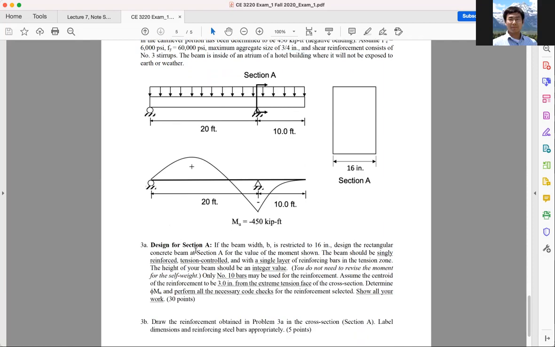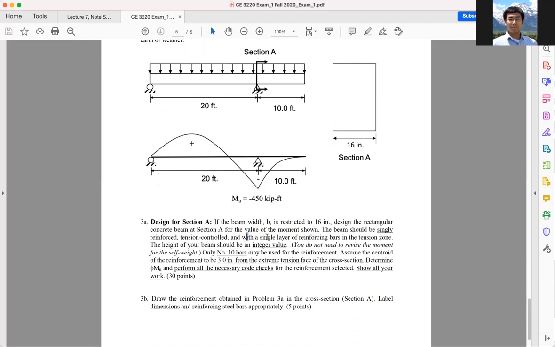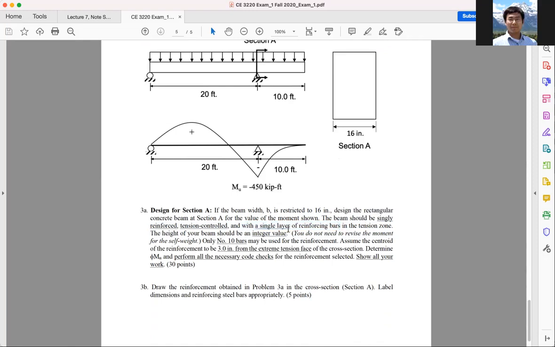And then say design for section A. If the beam width b is restricted to 16 inches, that tells you to design the rectangular section in section A. You need to determine the height. How do we determine the height? You have the span length divided by the corresponding number per the note. You get the height to start with, okay? And then say single layer reinforcing bar in tension zone, okay? Single layer reinforcing bar, singly reinforced, single layer, simplest case, okay? Meaning about 2.5 inch of concrete cover, check, okay? Height of beam should be an integer value. The total height, you may have to choose an integer, okay?